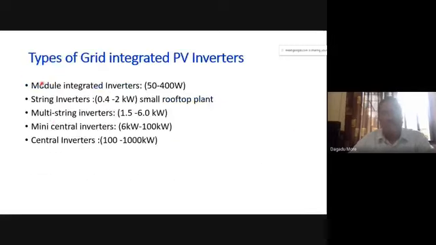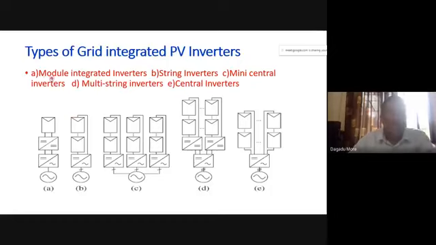And now we have just classified the inverters. Our focus is now on the inverters, and depending upon the capacity, they are classified as module integrated inverters and string inverters, which have a rating of 400 watts to 2 kilowatts. So here is how the circuit will look. This is the first, A, the module integrated inverter. We have a module, in that a DC to DC converter, then a DC to AC inverter, and this is connected to the grid. You can call it a module integrated inverter.